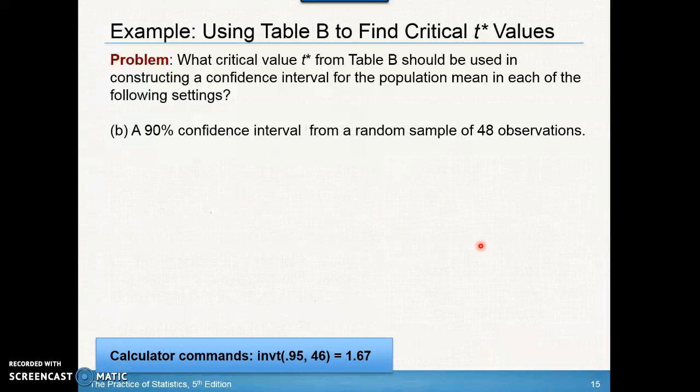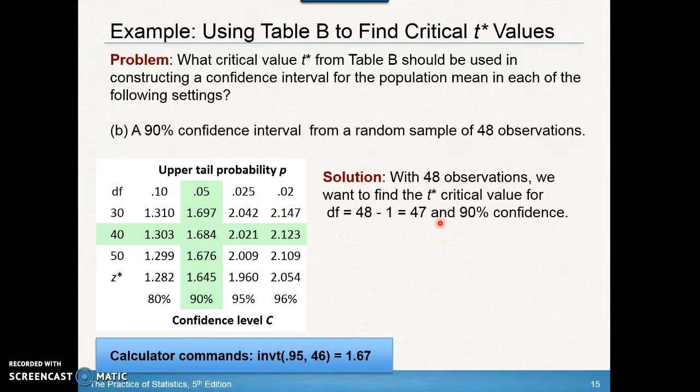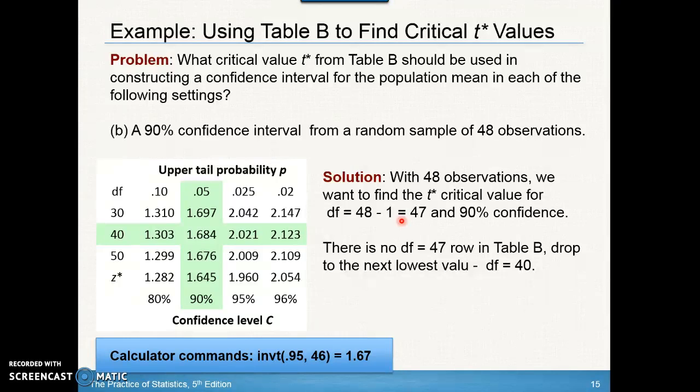Okay, so what critical t-value from table B should be used in the following situation? We now have a 90% confidence interval with a sample of 48 observations. All right, so with 48 observations, we know that the degrees of freedom should be 47 and a 90% level of confidence. Well, if you start taking a look at your table, after you hit a certain point, it doesn't do 31, 32, 33, 34, 35. If you have a degrees of freedom of 47 and it's not on there, you always go down to the nearest row below it, okay? So there's no 47, so drop down to the next lowest, which would be 40.